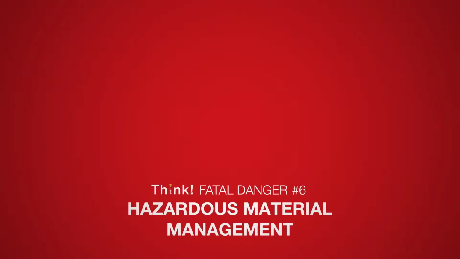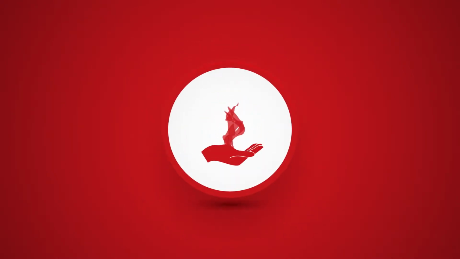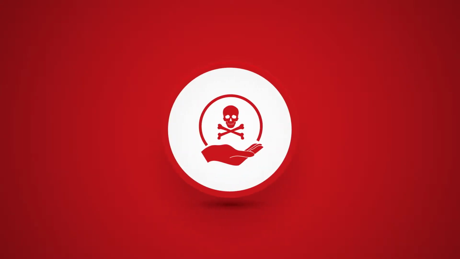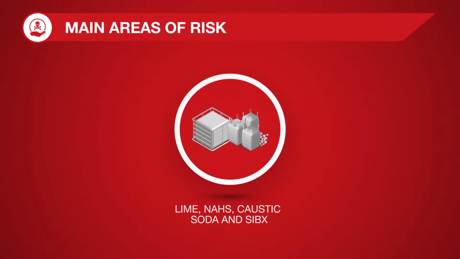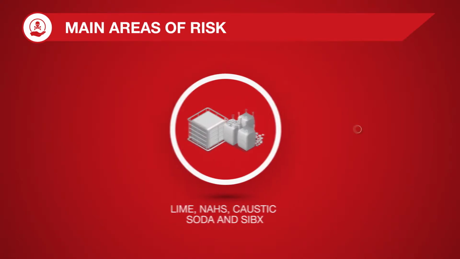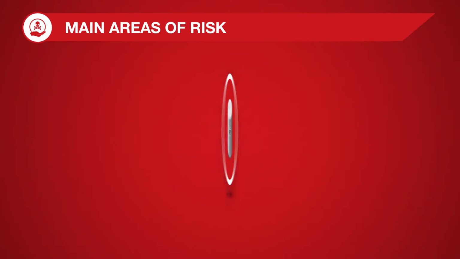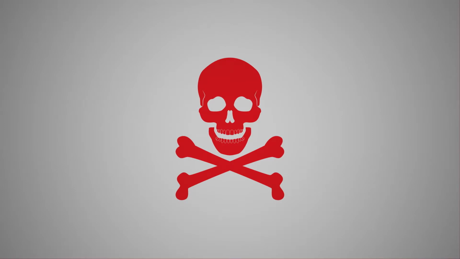Think fatal danger number 6, hazardous material management. The purpose of this safety video is to assist employees in managing the risk of injury or death when working with hazardous materials. The most common hazardous materials encountered on the mine are lime, NaHS, caustic soda, SiBx, sulfuric acid, and petroleum products. Hazardous materials are not just harmful to the environment, but could also seriously injure or kill a person.